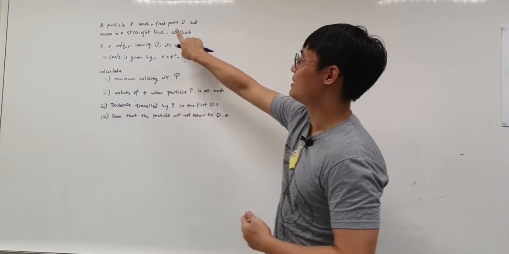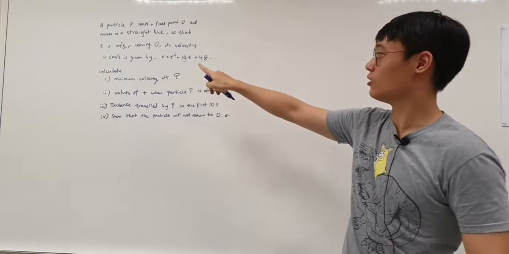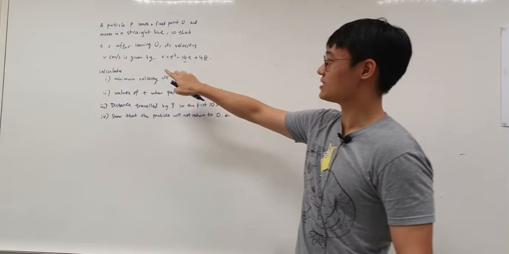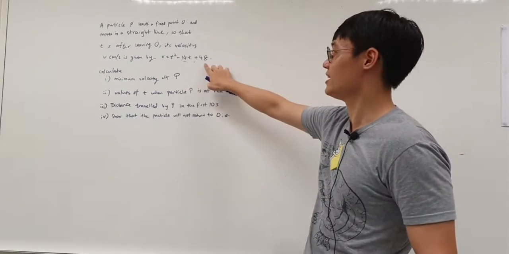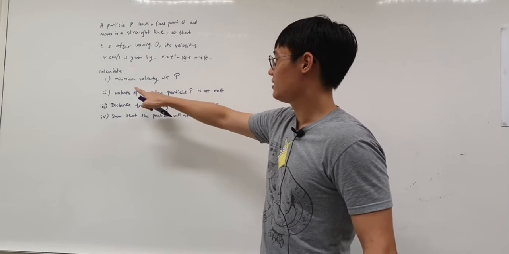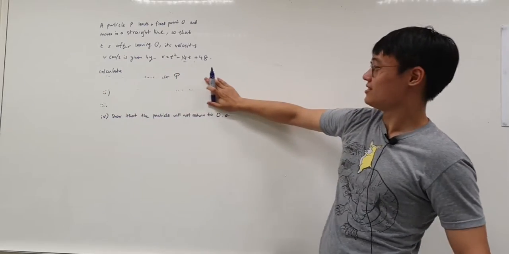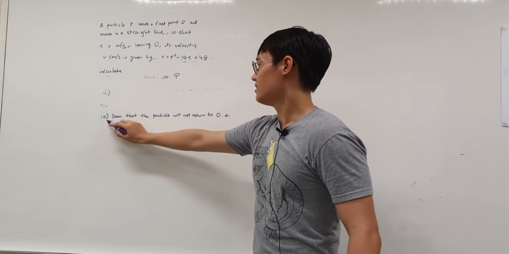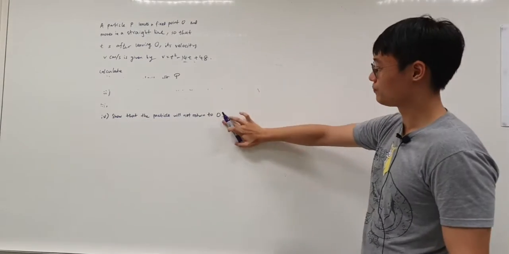So now we are going to explore a kinematics question. A particle P leaves a fixed point O and moves in a straight line so that t seconds after leaving O, its velocity v cm per second is given by v = t squared minus 14t plus 48. These three parts we won't be doing. So calculate and show that the particle will not return to O.